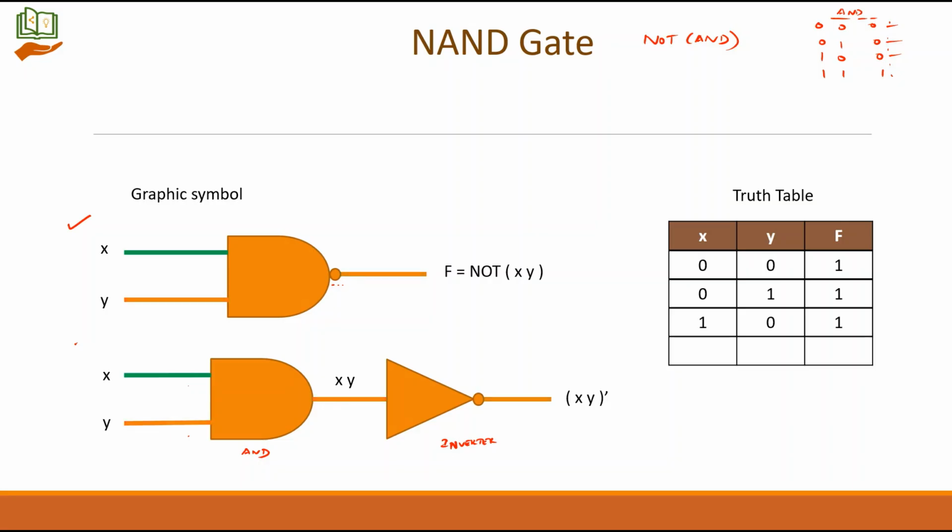What about x is equal to 1 and y is equal to 1? 1 into 1 will give you 1 only in AND operation. But when you invert 1, it becomes 0. So 1 and 1, when they are passed into the NAND gate, it will give you the value of 0, which is again the inverted value of AND gate value. This is how the NAND gate will work.